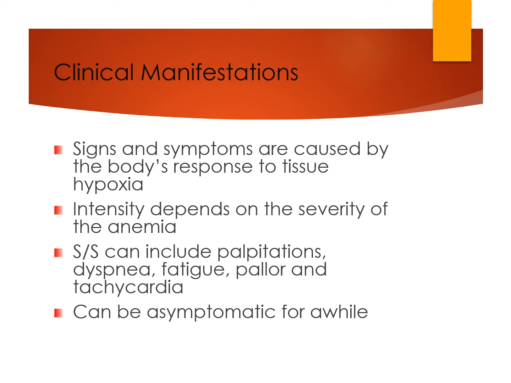With anemia, clinical manifestations include signs and symptoms that are caused by the body's response to tissue hypoxia. Transport of oxygen is very appropriate when you're talking about the signs and symptoms of hypoxia, oxygen not being able to reach the periphery, not being able to reach the cardiac muscle cells. Intensity depends upon the severity of the anemia.